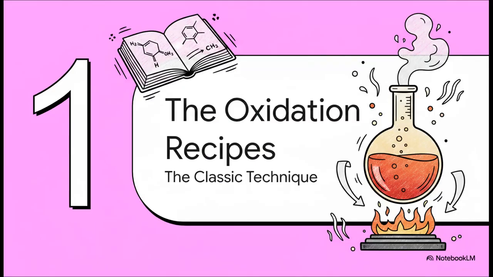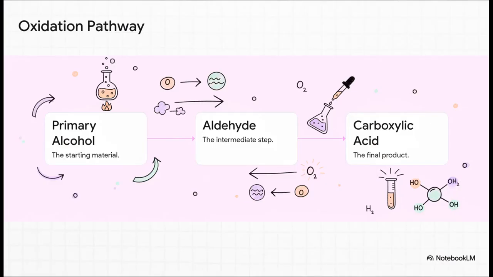Okay, let's get into it with our first chapter, the oxidation recipes. You can think of this method as the classic roasting technique in our cookbook. It's powerful, it's reliable, and it's a fantastic way to transform a simpler ingredient into the final molecule we're aiming for. Now this is the fundamental pathway for oxidation, a really killer short trick from our source material.